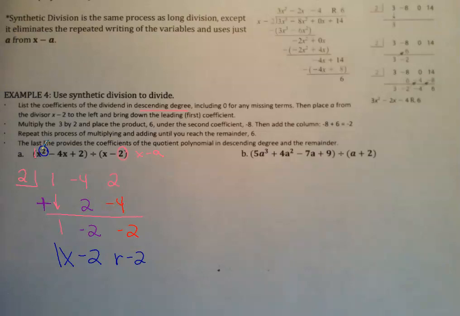I didn't get rid of it. I used the formula. This is a system that helps. This is saying that this quantity, x minus 2, remainder negative 2, if I multiply that by x minus 2, I would get this back. But it's not a factor because it has a remainder. We don't know what to do with the remainder.